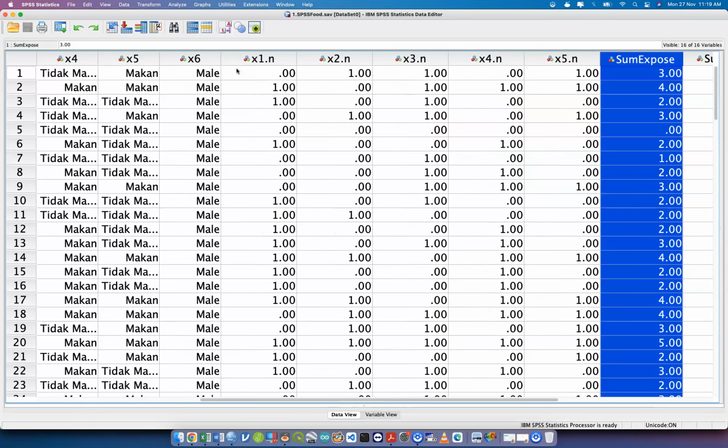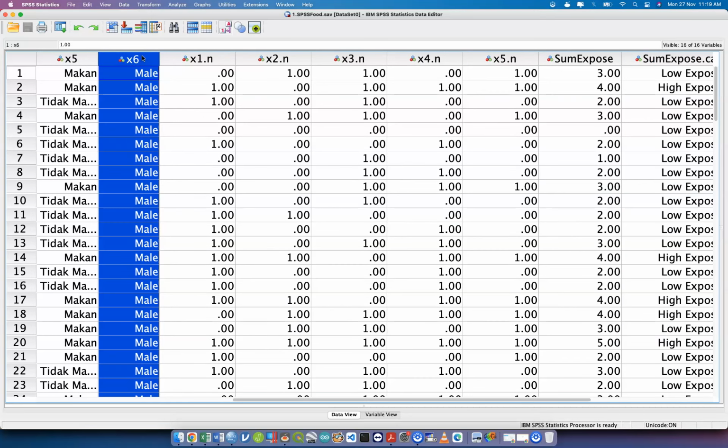Mana? Oh, x6 saya dah ke sini. Okay, so this one is male and female. So we are going to create another one. We call it x6.1, x6.2. What is x6.1? Male and non-male. What is x6.2? Female and non-female. So male and non-male and female and non-female are going to become our dummy variables to be inserted inside our simple linear regression. Later on lah.